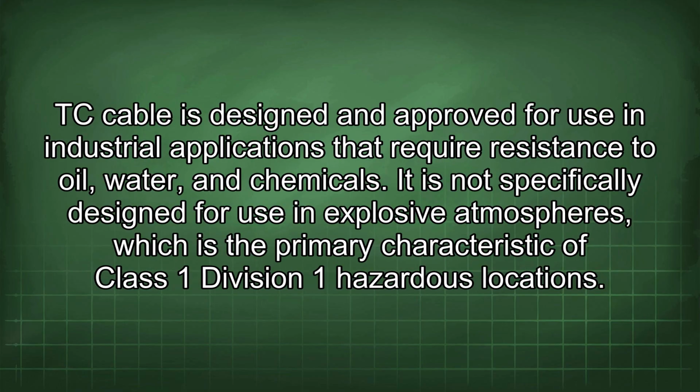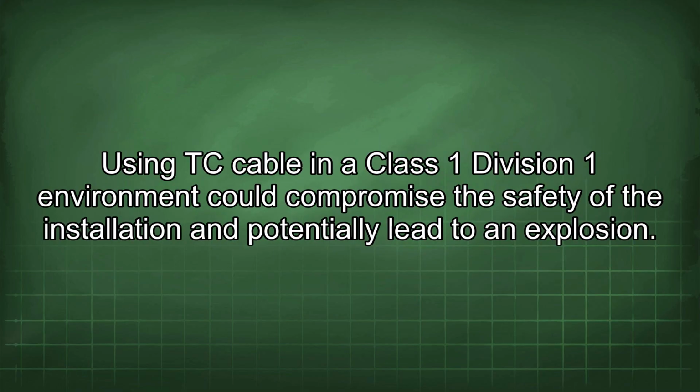TC cable is designed and approved for use in industrial applications that require resistance to oil, water, and chemicals. It is not specifically designed for use in explosive atmospheres, which is the primary characteristic of Class 1 Division 1 hazardous locations. Using TC cable in a Class 1 Division 1 environment could compromise the safety of the installation and potentially lead to an explosion.